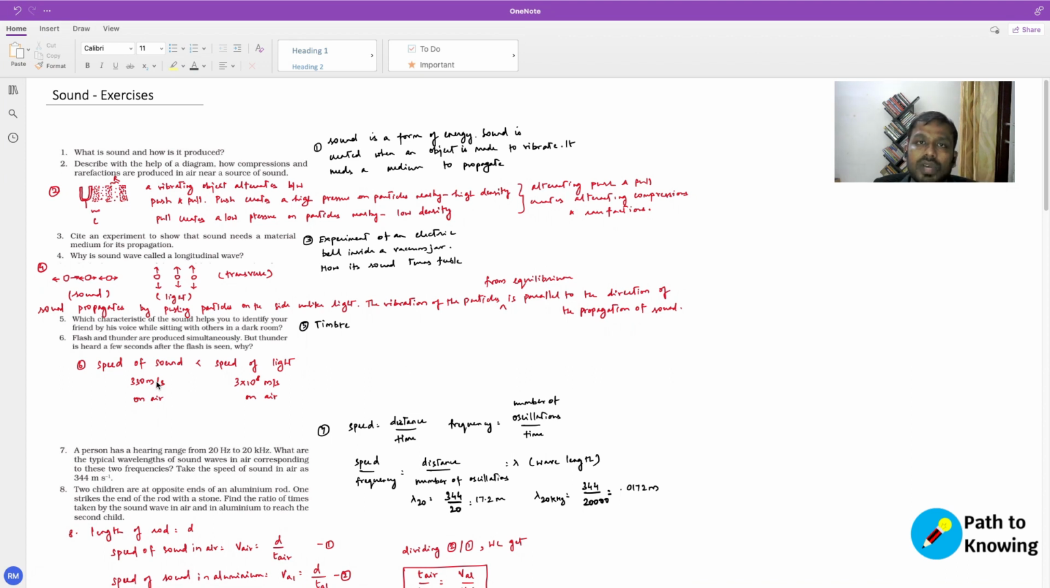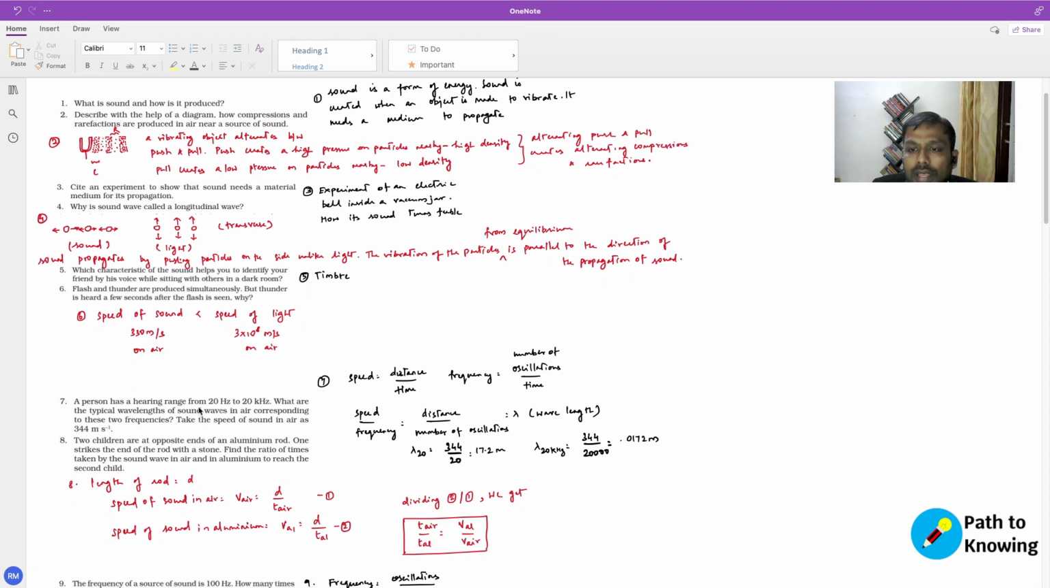So the light reaches us fast. Although the flash and thunder happen at the same time, the light reaches us fast, so we are able to perceive light first, while thunder takes time to reach us, and that's why we hear the thunder later.